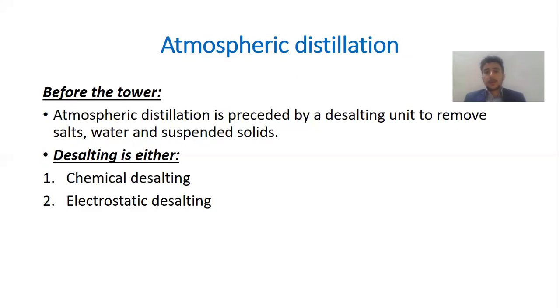So this is done by a desalting unit. Before the crude oil enters the distillation column, it must be processed in a desalting unit. Actually, we have two main types of desalter: chemical desalter or electrostatic desalter. In chemical desalting, chemicals are added along with the water to facilitate the separation of salt water from crude oil. Especially surfactants are added as a chemical for removal of salt water.